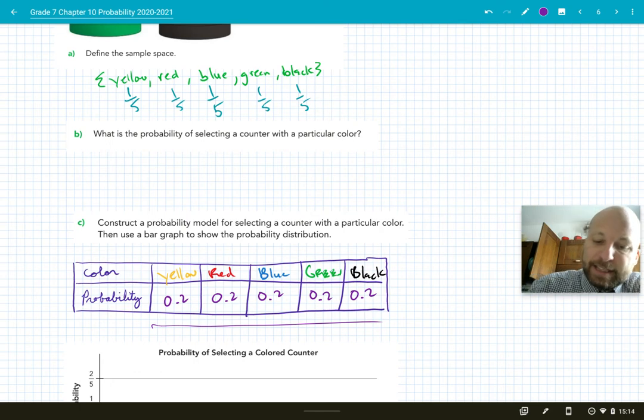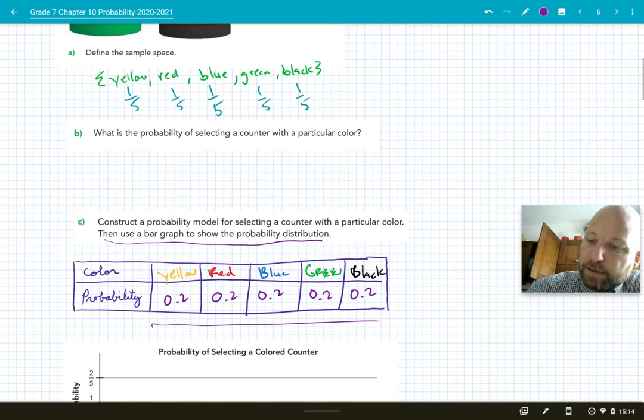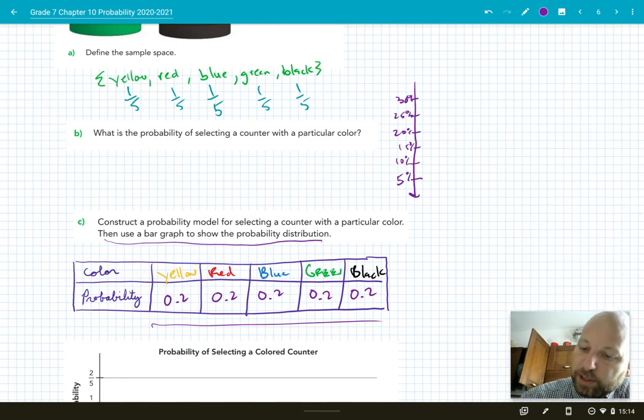It says then use a bar graph to show the probability distribution. Remember, in a bar graph the bars are spread out. Let's just make a bar graph. We'll make our line here. They're all 20%, so we could do 5%, 10%, 15%, 20%, 25%, 30%.